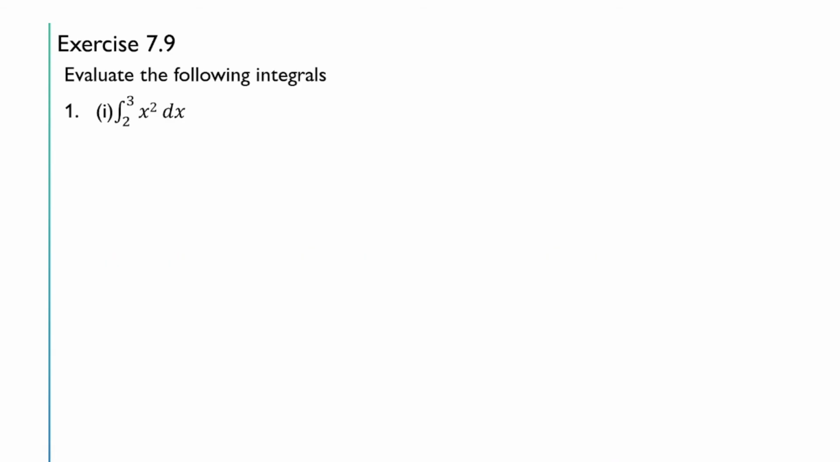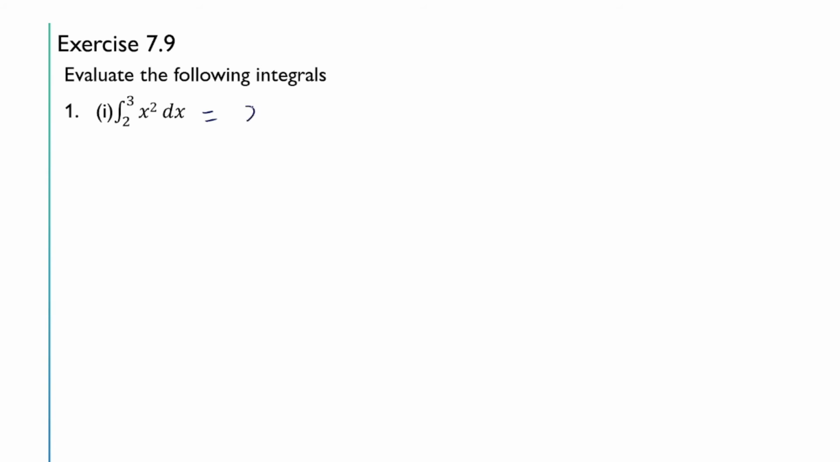Now coming to the exercise questions. These are the questions from exercise 7.9 of chapter 7 integrals from the book Class 12 Applied Mathematics by M.L. Agarwal. Evaluate the following integrals. So the first one is integral 2 to 3 x square dx. So here we have to remember the standard integrals and all the different methods of integration. We have to integrate this function and then apply the limits.